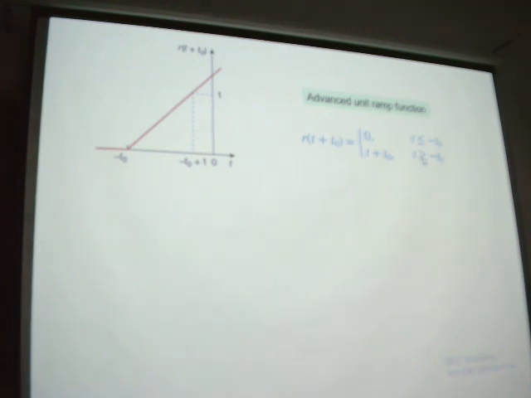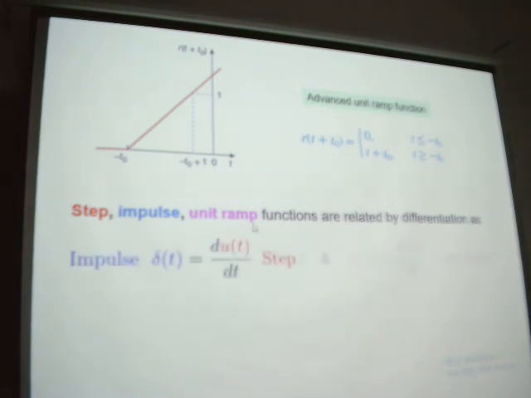The step, impulse, and unit ramp functions are what we have learned in this course, and they are related by differentiation. The impulse δ(t) is the derivative of the step function, and the step function is the derivative of the unit ramp. Can you understand this? Before this, we know the integration of u(t) is r(t), so u(t) is the derivative of r(t). Okay.